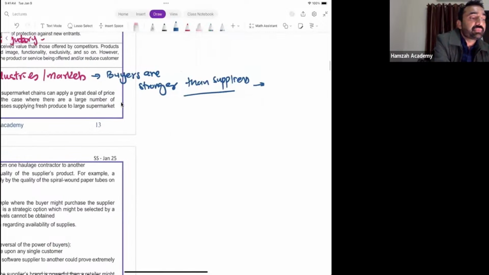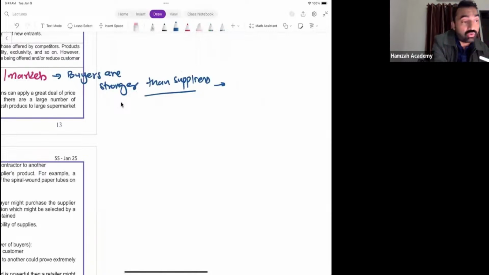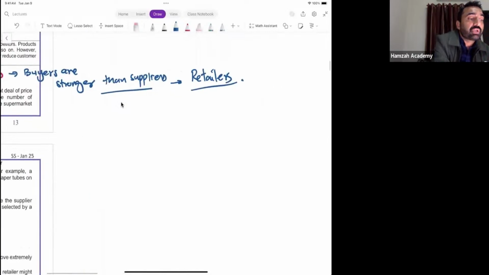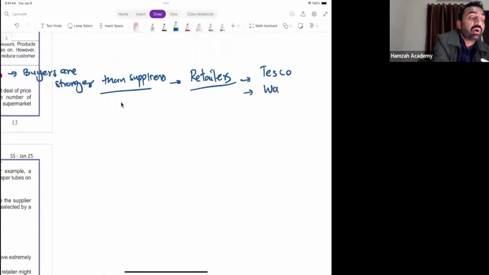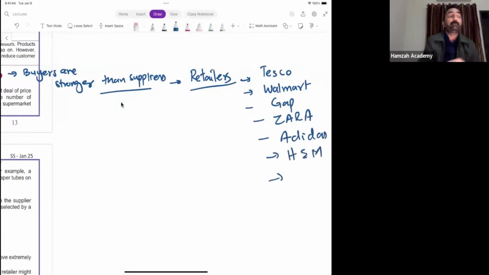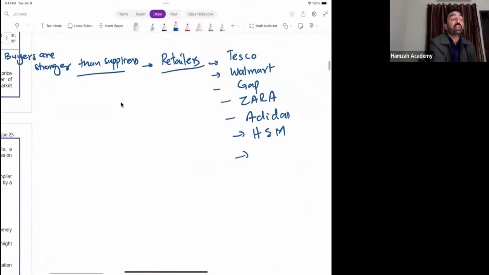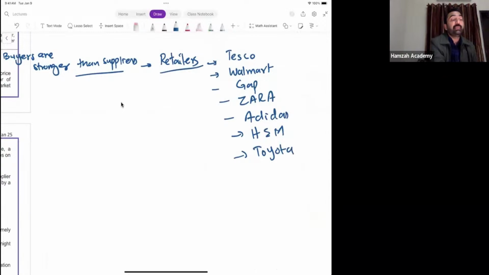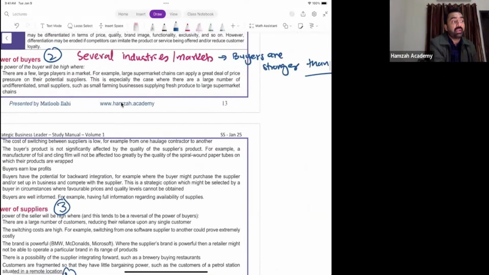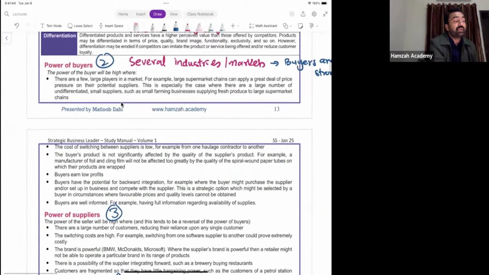I can give you an example of big superstores or retailers. In the UK, Tesco, for example, you might have heard. In the US and Canada, you can talk about Walmart. Or you can talk about Gap, Zara, Adidas, H&M. These are all big retailers. Similarly, other brands like Toyota are massive and big brands. So their power is also big.